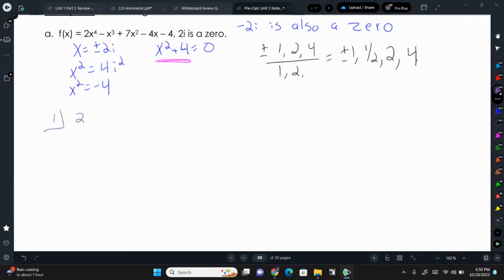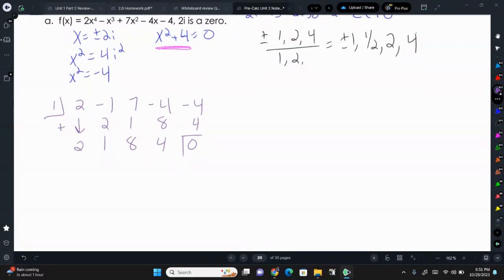So then we have 2, -1, 7, -4, -4. 2 times 1 is 2. -1 plus 2 is 1. 1 times 1 is 1. Then 8. 8 times 1 is 8. And we add that, we get 4. 4 times 1 is 4, and then we get 0. Okay, so we do have x equals 1 as a 0.